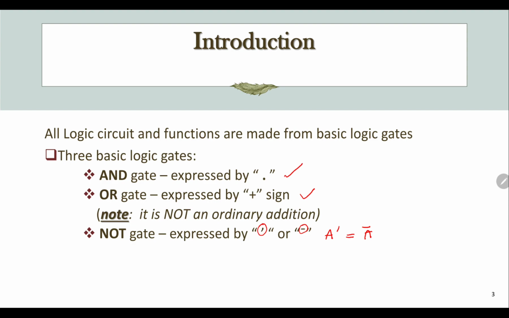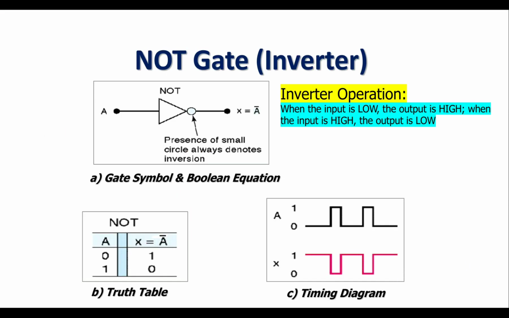Okay, next. Let's take a look at the logic gate inverter. If you give the input A, it will invert A to A bar as the output. So you see the truth table. If you give 1, the output will be 0. If you give 0, the output will be 1. If you give 1, the output will be 0.